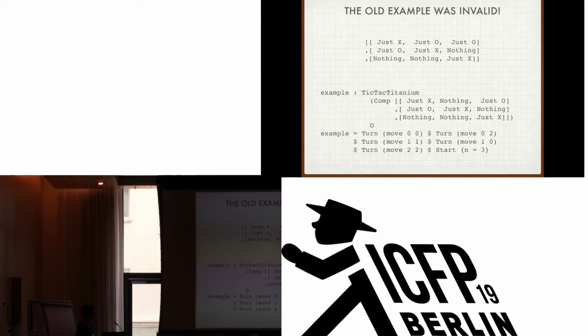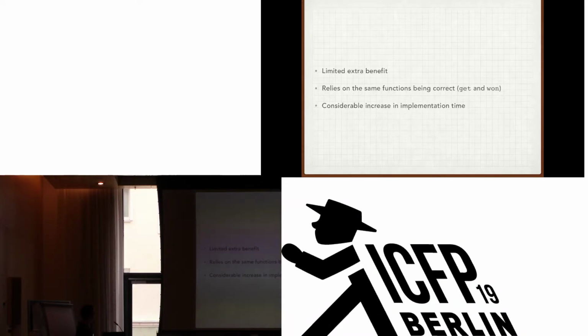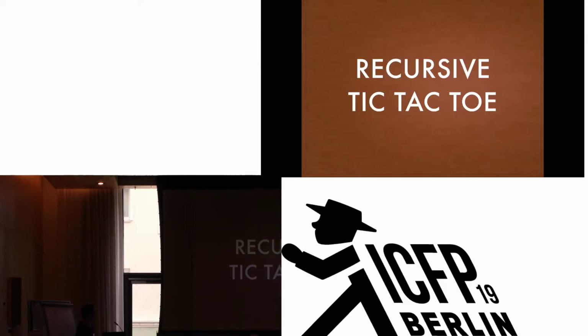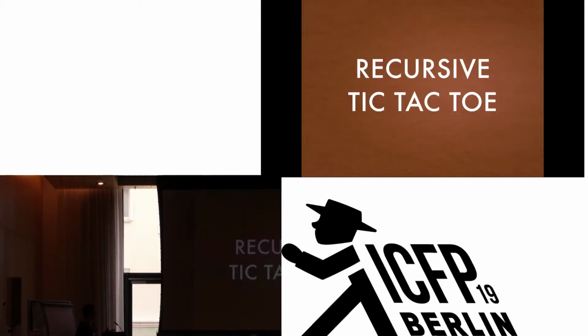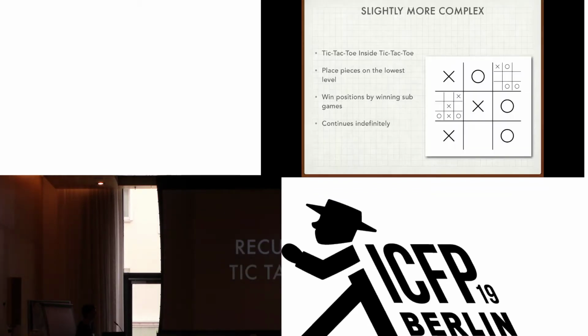And that's nice to have, but realistically, it's a limited benefit. We'll probably find where we were before, given that it still just relies on these get and won functions, and it's a pretty considerable increase in implementation time, at least for me. So let's take the lesson learned that this is perhaps too far and apply it to a slightly more complex example, which here is going to be a recursive version of tic-tac-toe, which looks something like that.